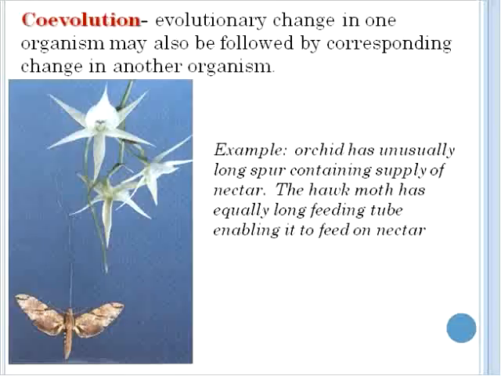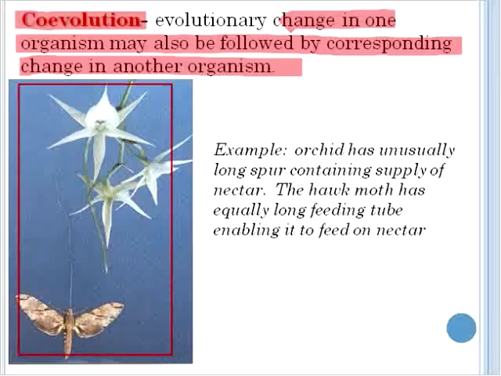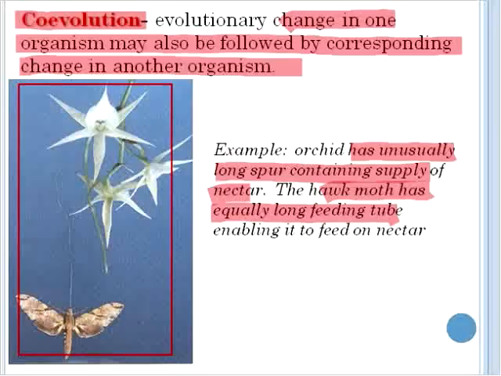We also have to be aware of coevolution. Evolutionary change in one organism may also be followed by corresponding changes in others. If you look at the flower and hawk moth that you see in front of you, this is an example of coevolution at work. The orchid has an unusually long spur where the nectar is located. The hawk moth has an equally long feeding tube which enables it to feed on nectar. You often see this in predator-prey relationships.